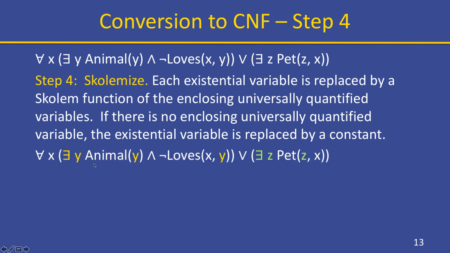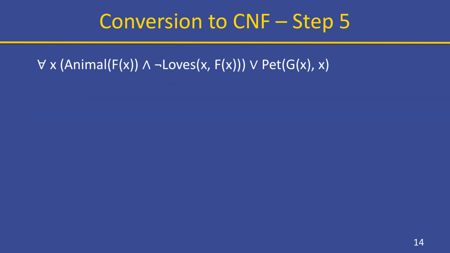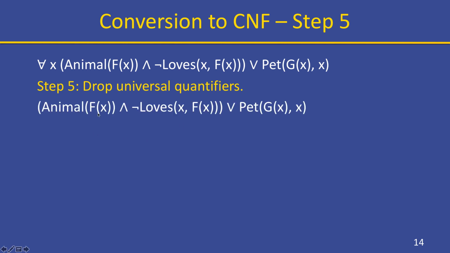So we replace y with f of x and drop the existential quantifier, but then we have to replace y with f of x in the whole sentence. And for z, we replace it with g of x in the sentence, and we drop the existential quantifier here. All right, so that was step 4. Step 5, we drop the universal quantifier. So our sentence becomes animal f of x and not loves x f of x, or pet g of x x.